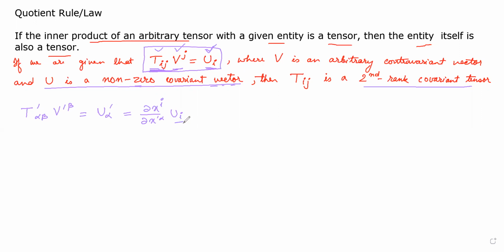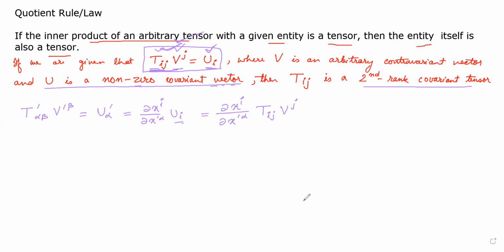And in this, we can see that it is given that UI is simply the product of Tij and Vj. So let us substitute UI with Tij, Vj. So that is dou xi by dou x prime alpha. So UI is given by Tij, Vj. Okay, this is fine.